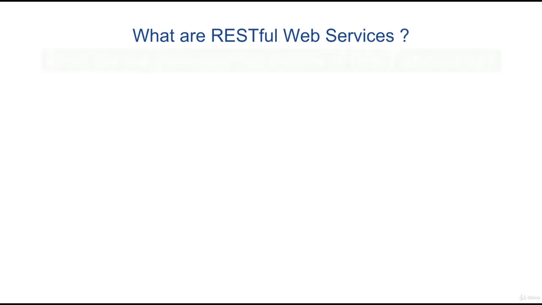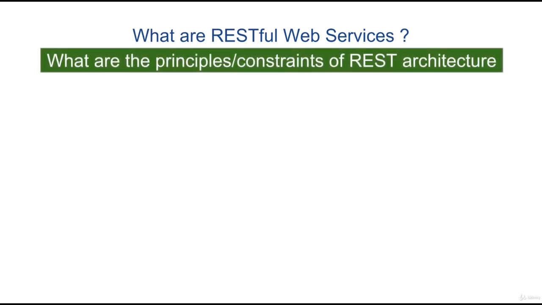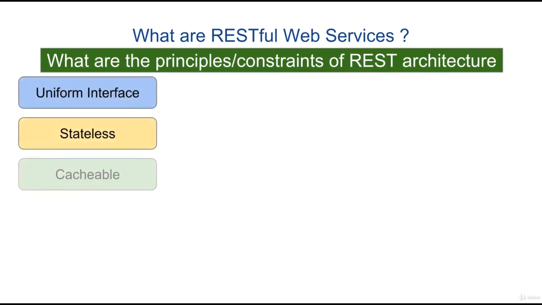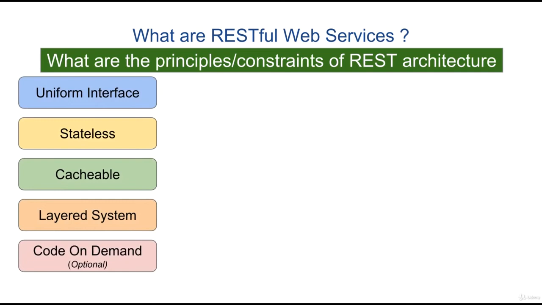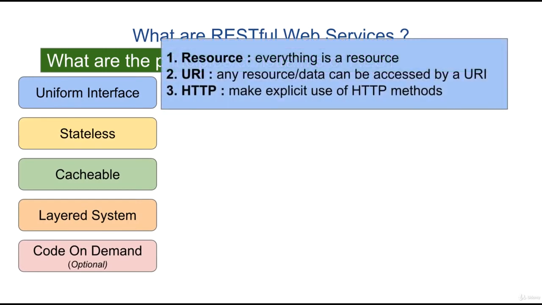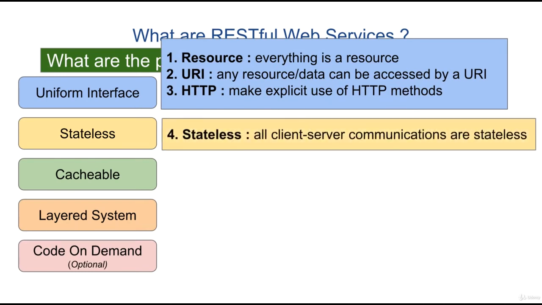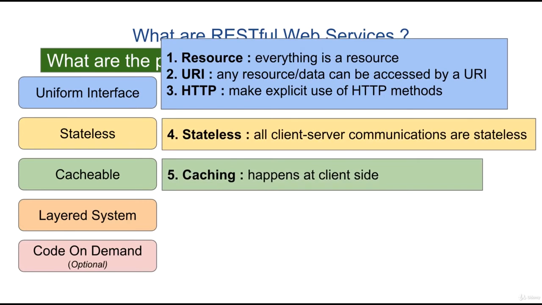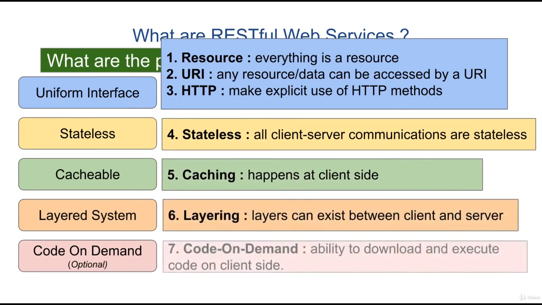Now let us go a little deeper. What exactly are these principles of REST architecture that a web service should follow so that it can become a RESTful web service? These are some of the constraints or principles of REST. We will look at these one by one, and we will go very basic and understand what all these principles are. We will understand uniform interface, and we will look at what is a resource, what is a URI, and how exactly we use HTTP methods in REST. What is statelessness? We will understand the concept of caching, layering, and code on demand.